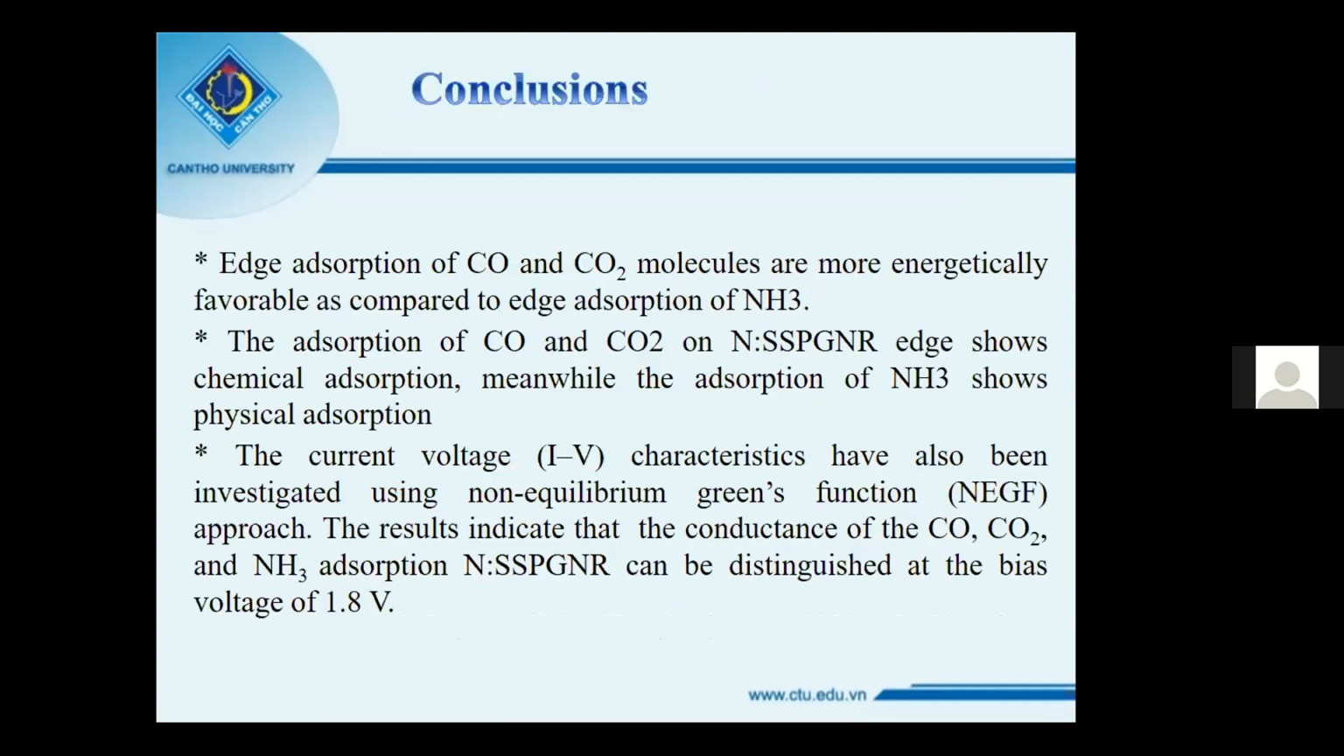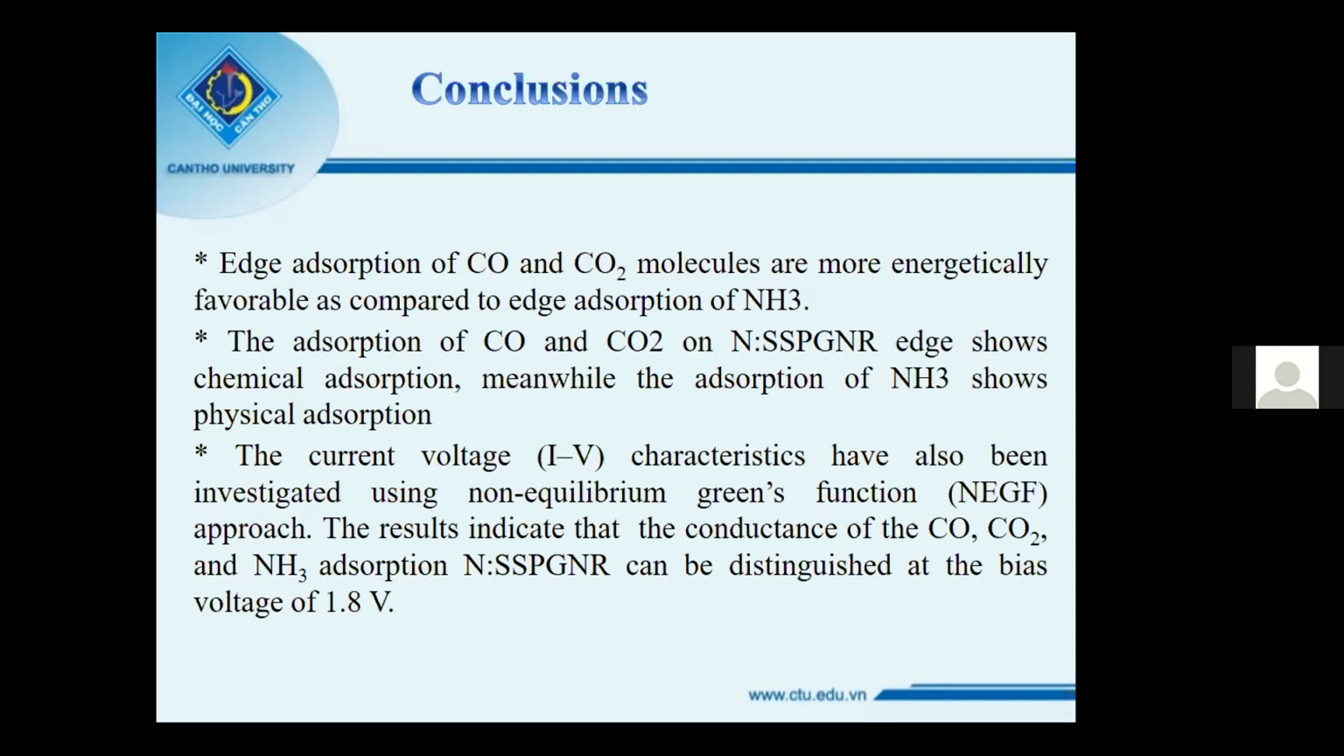In summary, the absorptions of CO and CO2 molecules are more energetically favorable compared to the absorptions of ammonia. The absorptions of CO and CO2 on nanoribbons doped with nitrogens show chemical absorption. Meanwhile, the absorptions of ammonia show physical absorption.